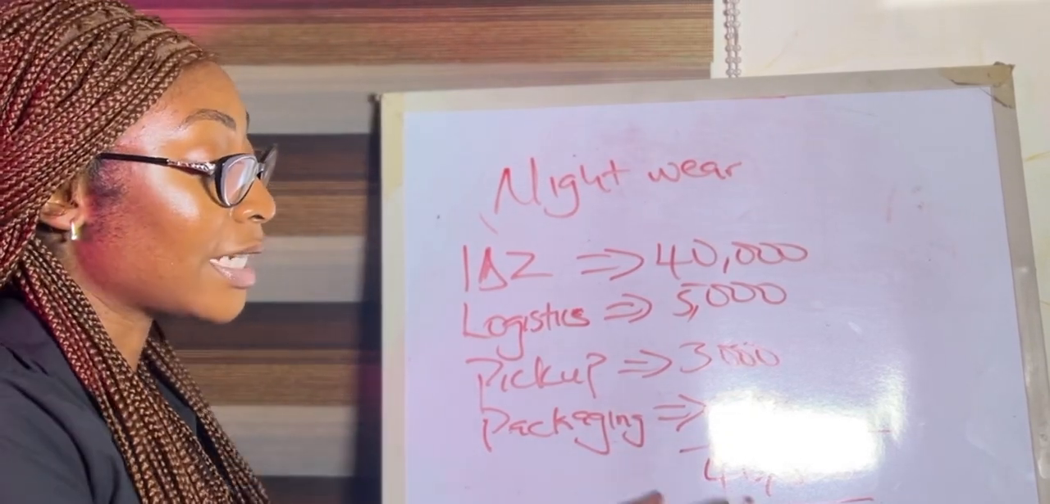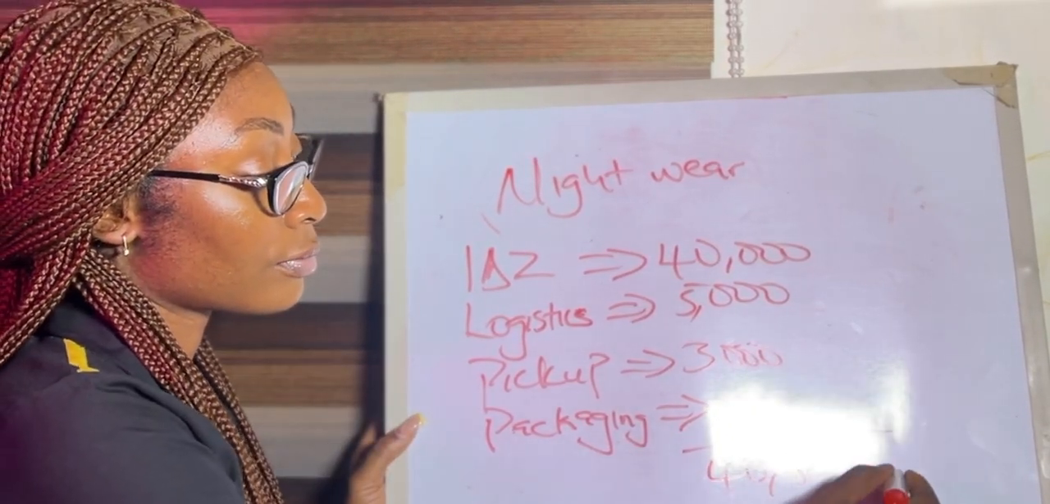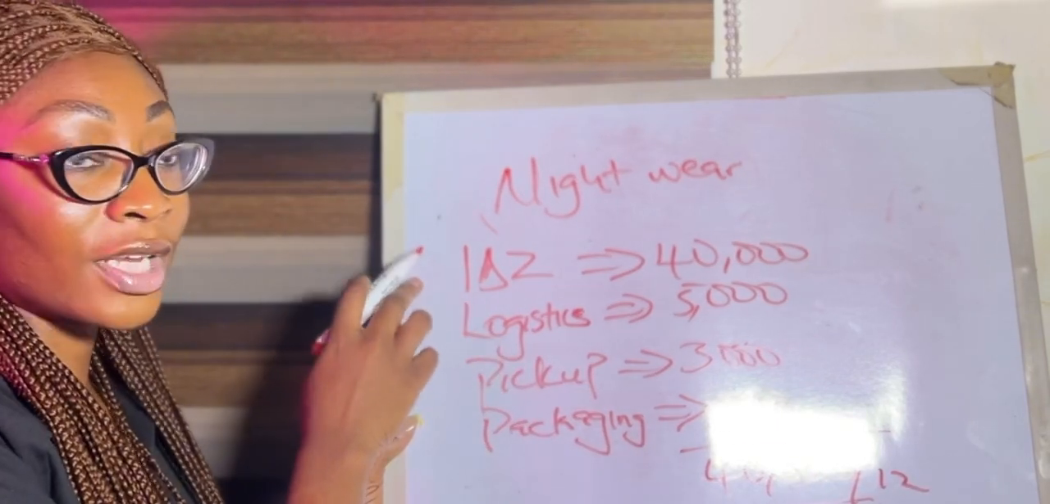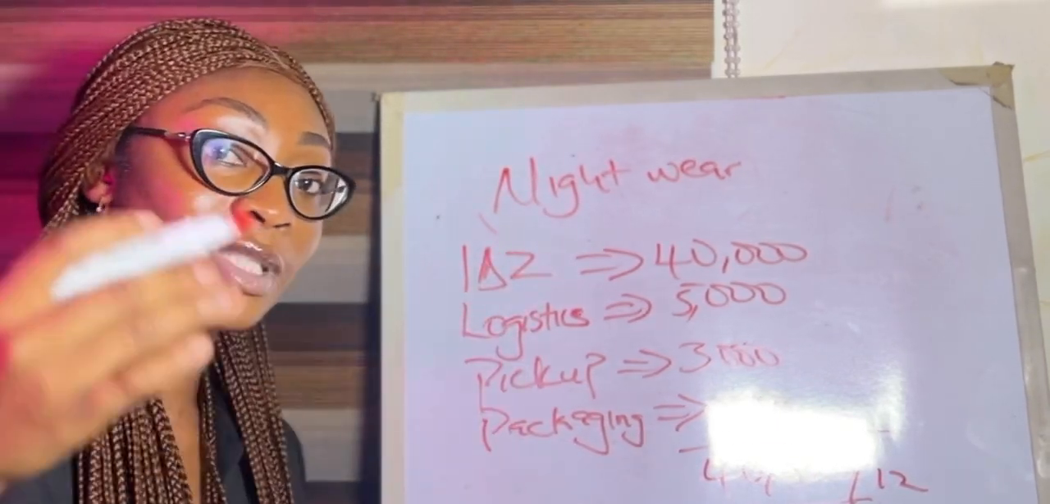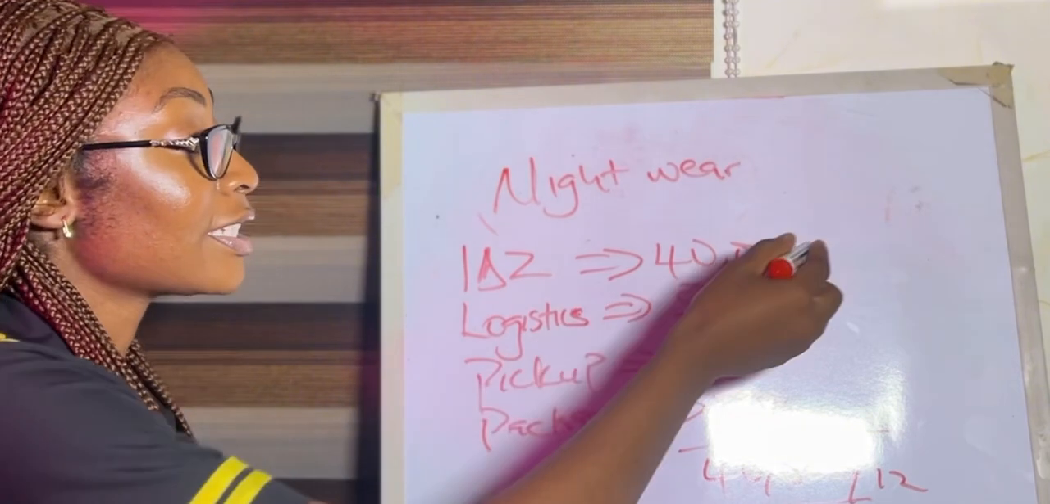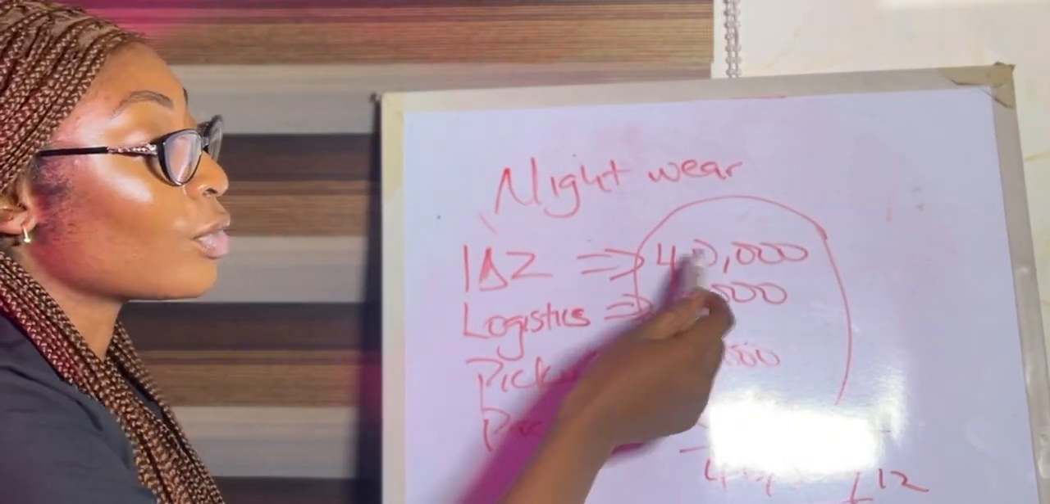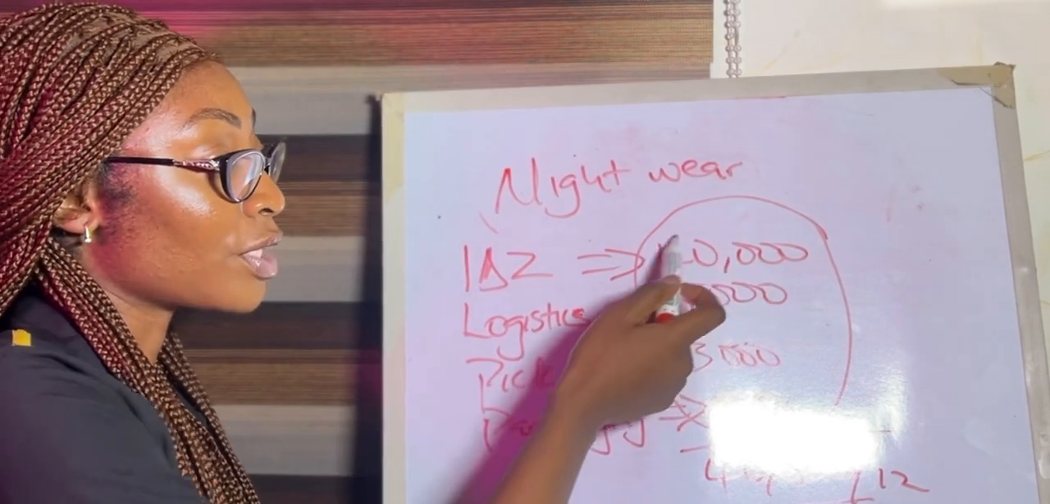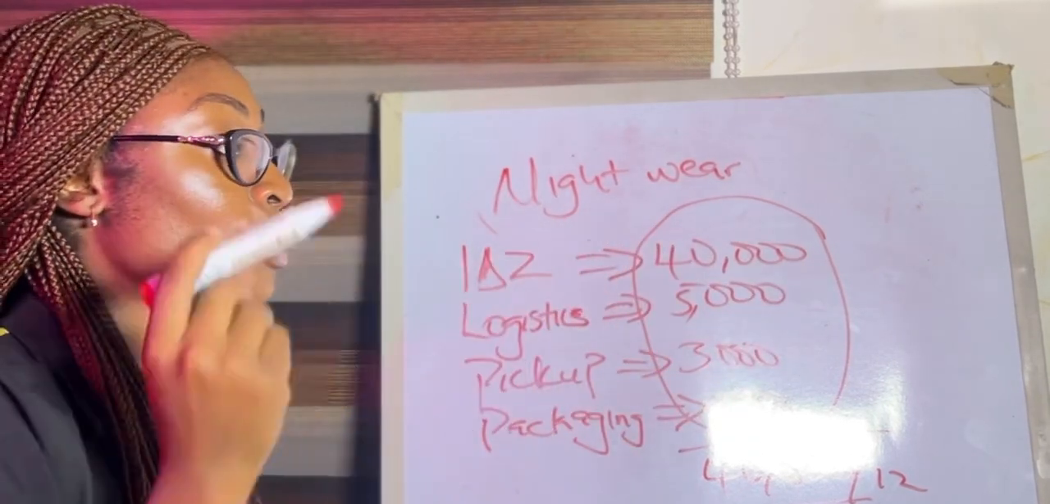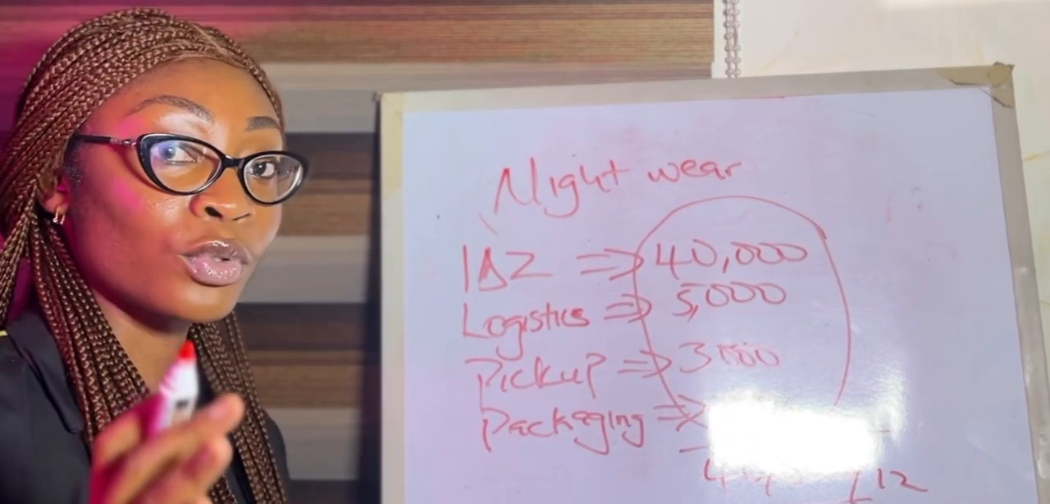So you're going to divide this by 12, since you bought a dozen of nightwear, and know how much you actually bought it, because this is what is going to determine your cost. You cannot be doing your profit calculation based on this 40,000 up here. So let's calculate how much you actually bought your nightwear.